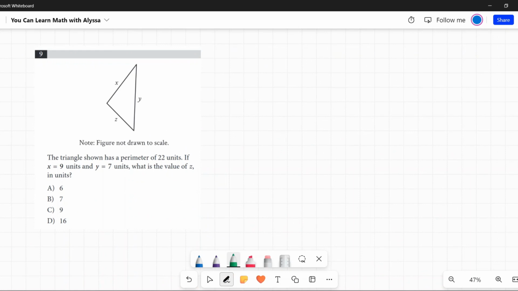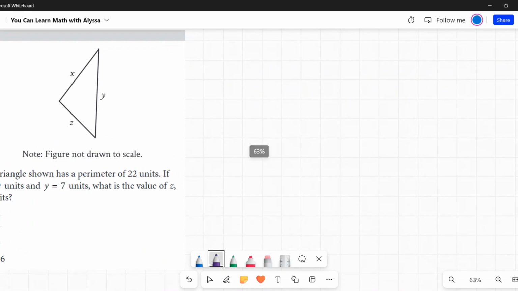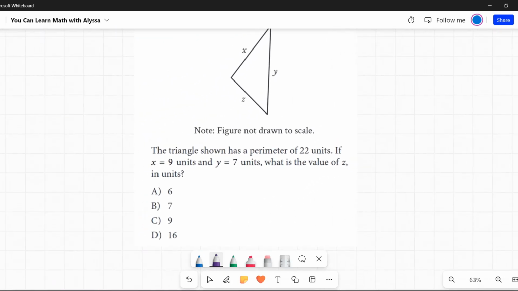Number 9, we have a drawing and the note, figure not drawn to scale. So this means we cannot guess by looking at the figure and say, oh, it looks like it's this long. We have to just use math. I'm going to zoom in because I want to write on this picture. I love writing on the pictures.